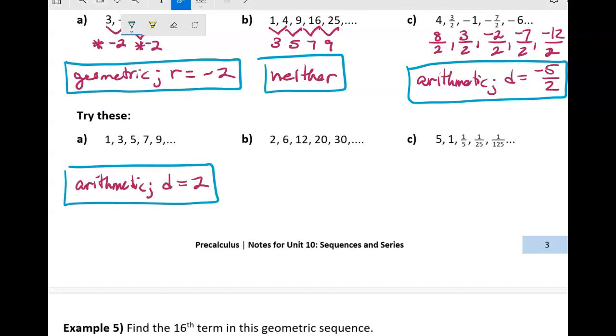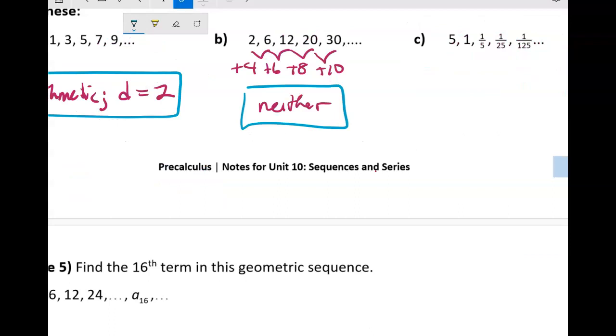Hopefully you found an arithmetic sequence with a difference of 2. Now try B. This one turns out to be neither arithmetic nor geometric. 2 times 3 is 6, but 6 times 2 is 12, so we don't have a common ratio to get from one term to the next. We're adding 4, 6, 8, and 10. So there's a pattern there, but it's not an arithmetic sequence because we're not increasing by the same amount each time. All right, try C.